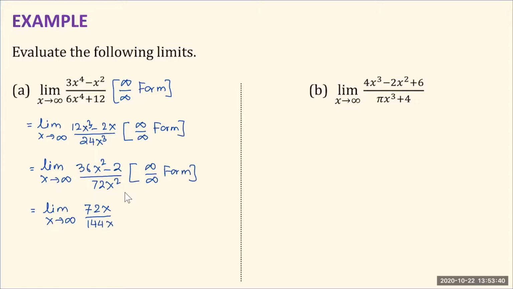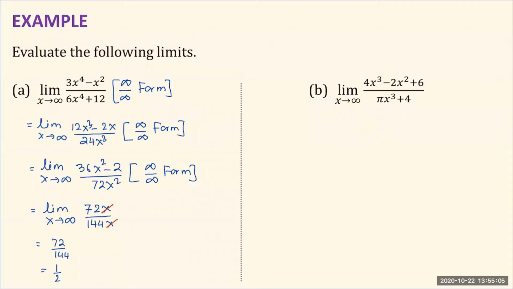So what we are getting here is x in the numerator and x in the denominator cancels. And we get the limit as 72 over 144, because when x approaches infinity, the limit of a constant is that constant. So that is 72 over 144. And when you reduce that, it is equal to half. So the limit of the quantity given here is half using L'Hopital's rule. And we have to use L'Hopital's rule 3 times in this case.